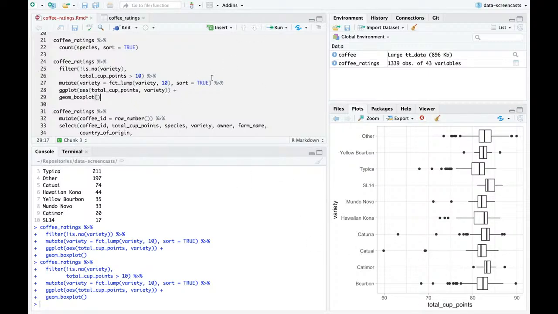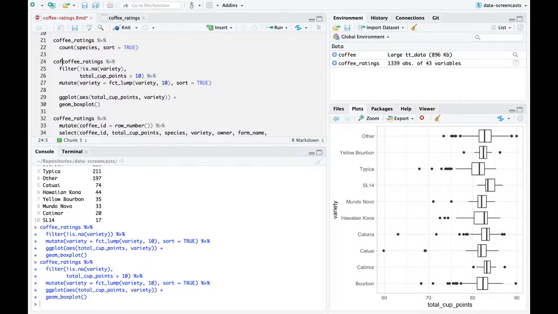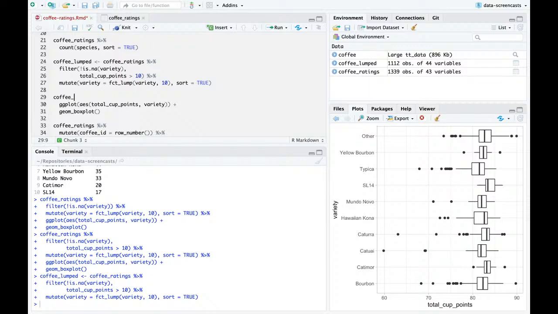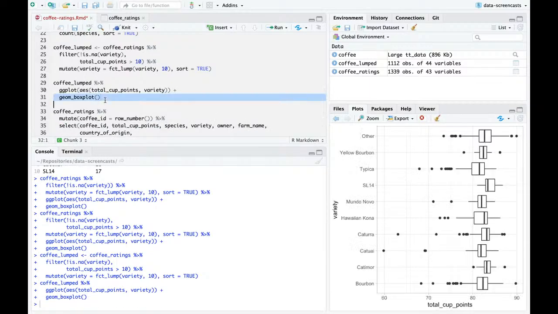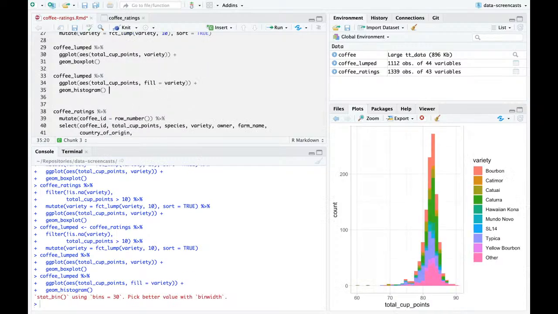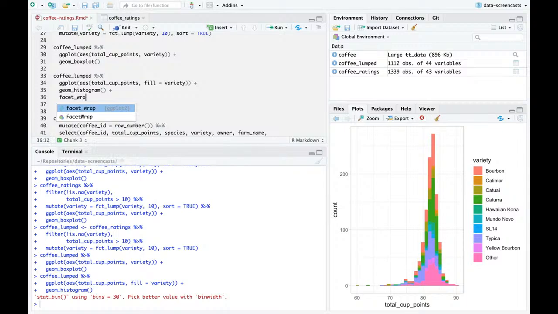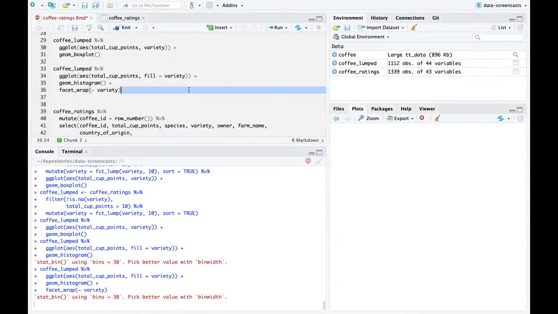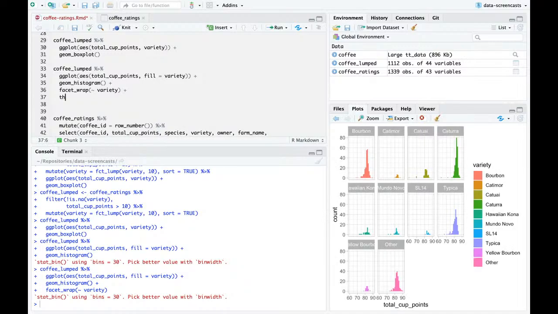So one thing I can do is, here, I'm going to call this coffee lumped. Ugh, lumpy coffee. Sounds terrible. See, here I am making dad jokes. What I'm going to do is say coffee lumped and histogram. That won't work. Actually this works kind of okay, but better would be facet wrap by variety. And don't show a legend.